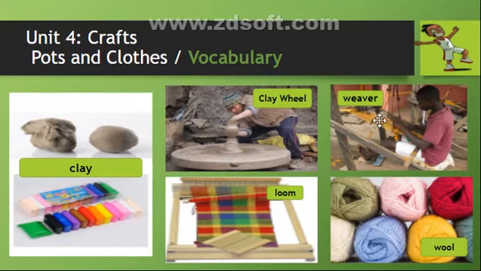Look at this tool here. This tool, people use it to make a cloth or any kind of cloth. It's called loom. Loom. Look here at the weaver. The weaver is using threads and the loom to make a cloth or to weave a cloth. Look at the picture here. What are these? Wool, wool, suf.